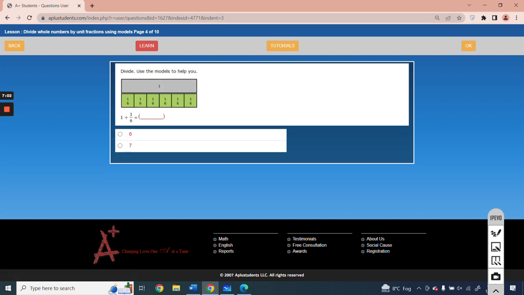Okay, the next one is divide, use the models to help you. So you have to do 1 divided by 1 over 6. Got it? So 1 divided by 1 over 6 equals 1, 2, 3, 4, 5, 6. So 1 divided by 1 by 6 equals 6. Got it? You can make 6 parts, each 1 by 6 out of 1. Okay, the correct option is 6.